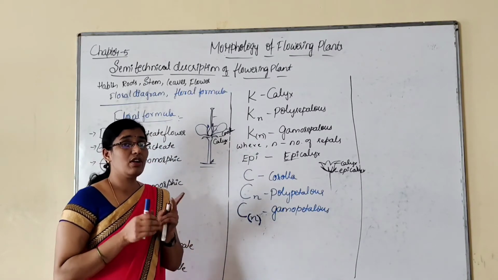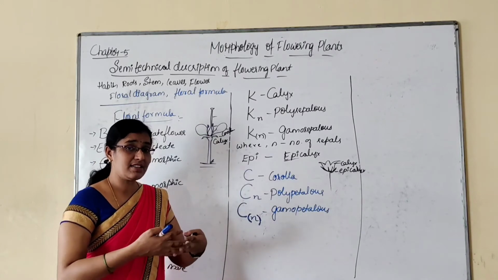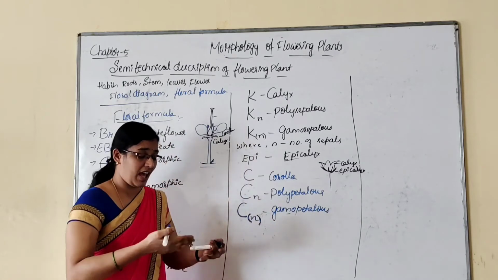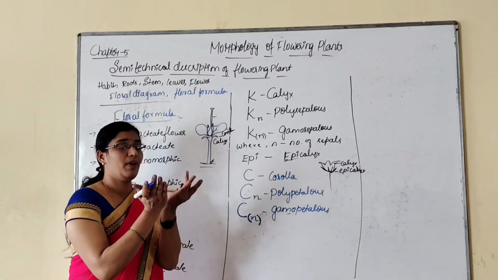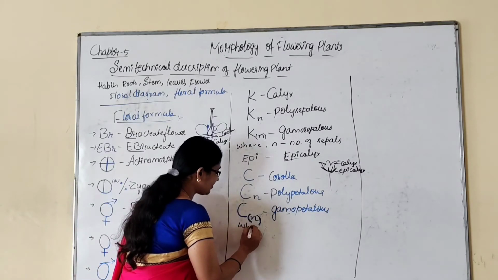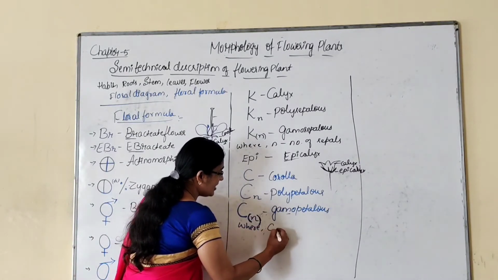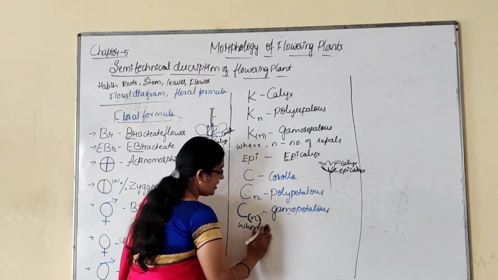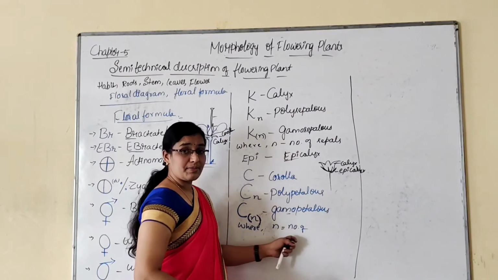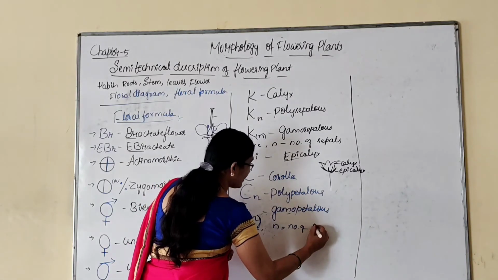So what do we call the condition when the petals are fused with each other? That condition is called gamo. Gamo in the sense fused. Poly in the sense they are not fused, they are free. Where C is the corolla, N here represents the number of petals.